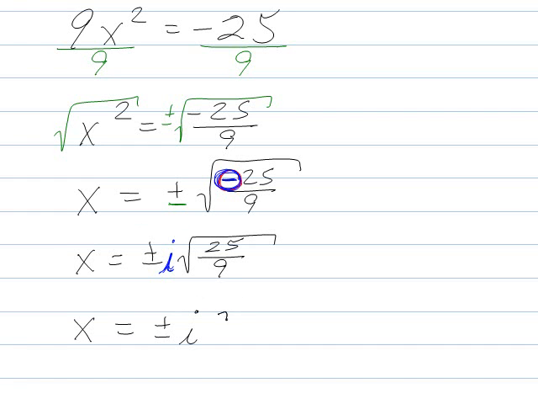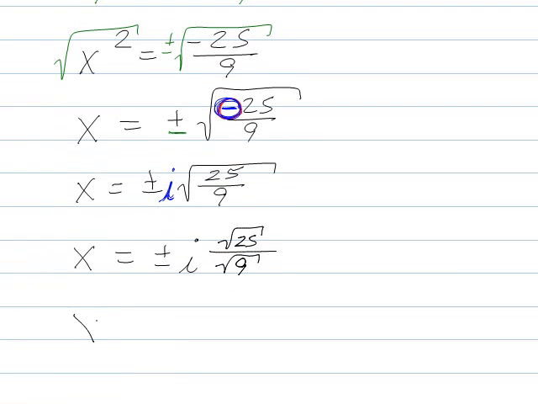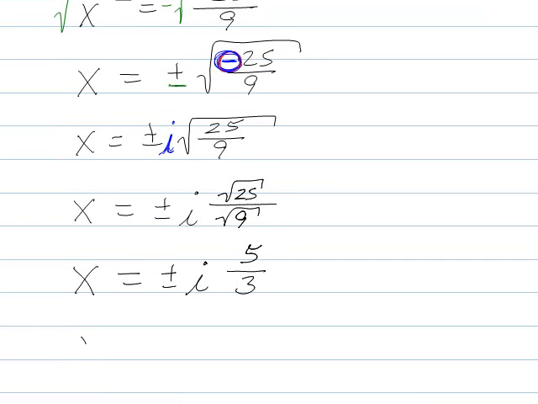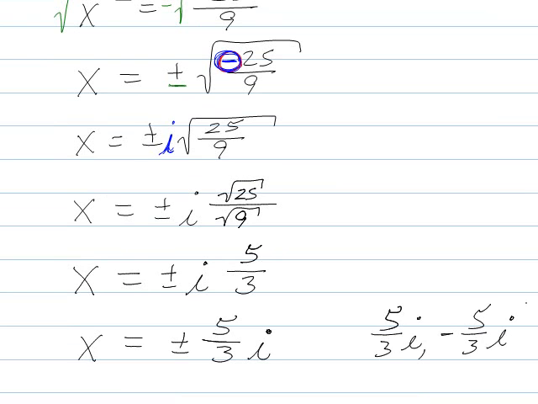So remember, the square root of 25 over 9 is the same thing as the square root of 25 over the square root of 9. So x equals plus or minus i times 5 over 3. And remember, if we want to be polite, we're going to rewrite it in this form, 5/3 i. So our solutions are 5/3 i and negative 5/3 i.